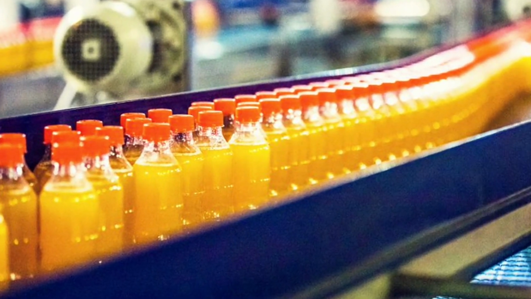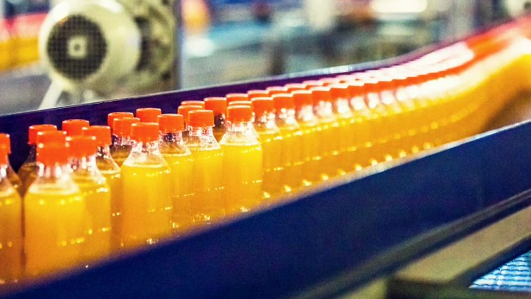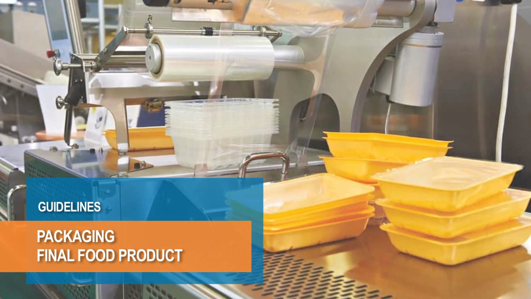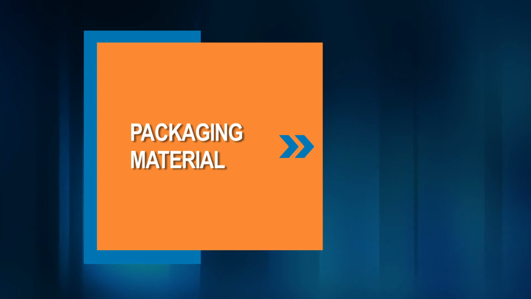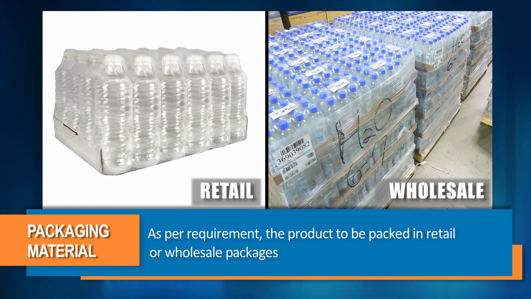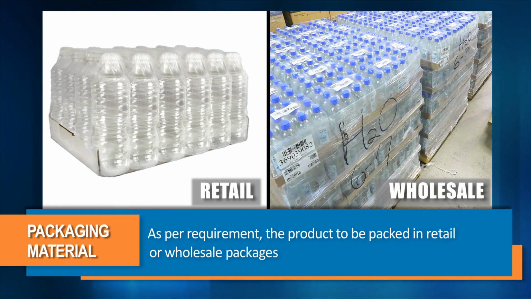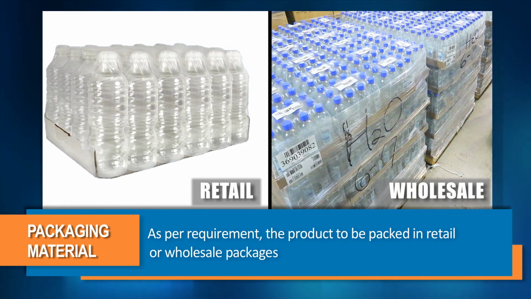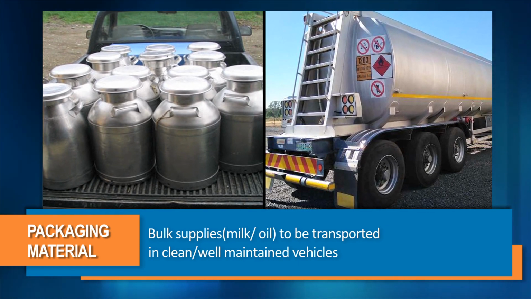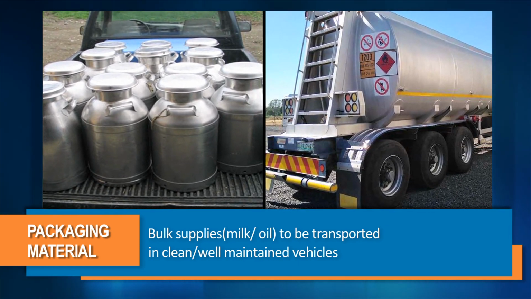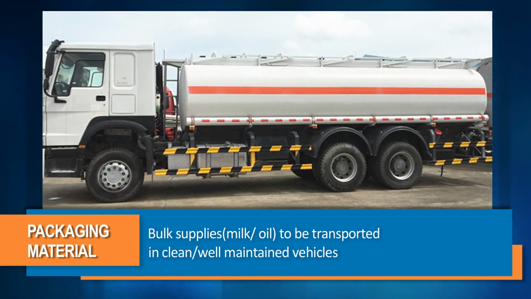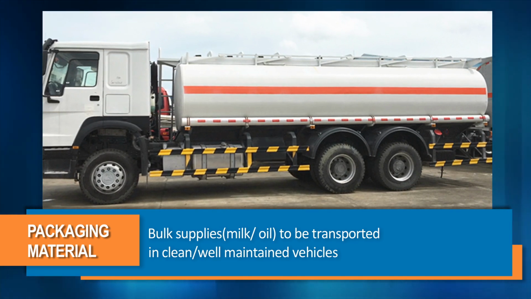In this video, we will learn about food safety and hygiene requirements during packaging of final food product. As per the requirements of the consumer, the product shall be packed in retail or wholesale packages. Where product is supplied in bulk, such as milk and oil, it is not required to be packed, but transported in a hygienic manner in clean and well-maintained vehicles.